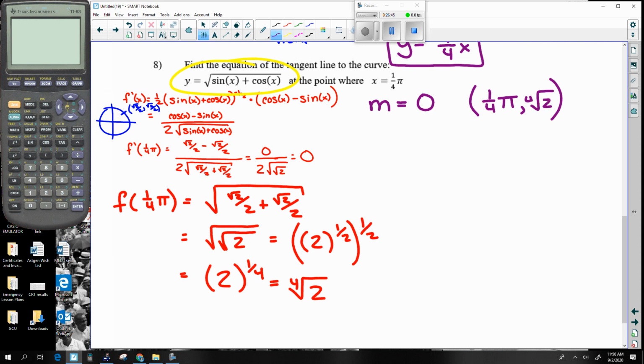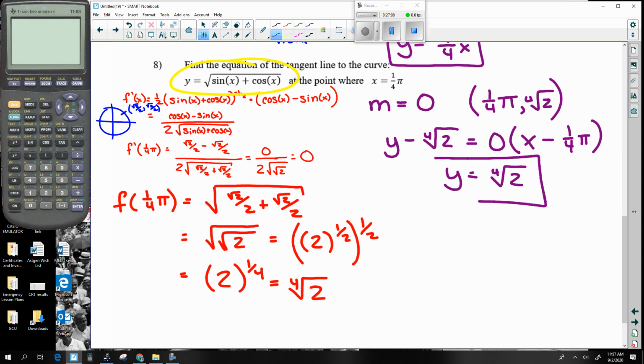Now, what is the equation of my tangent line at that curve? y minus y1 is equal to m times x minus x1. So 0 eliminates this whole thing, and then I add the 4th root of 2 across. So the equation of my tangent line is y is equal to the 4th root of 2.